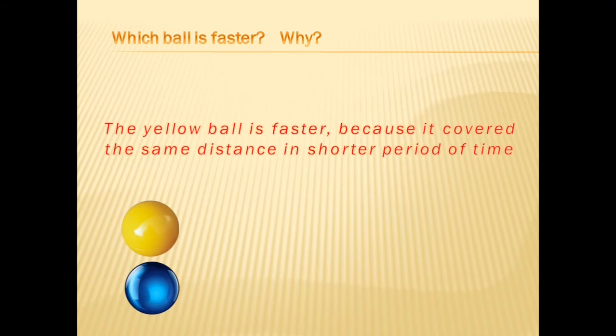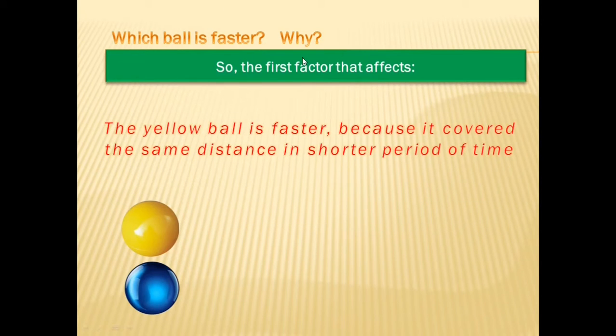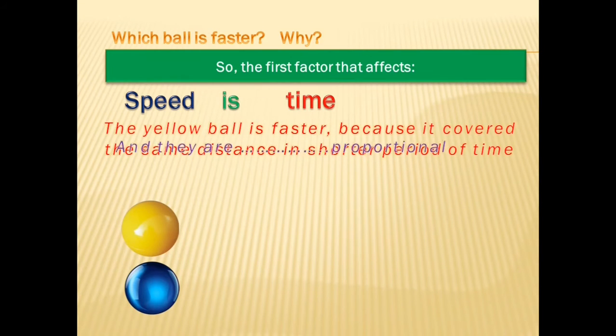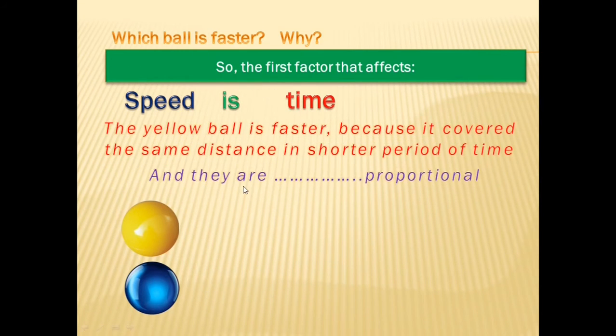Actually, yes, of course, the yellow ball is faster because it covered the same distance in a shorter period of time. So, the first factor that affects speed is time. And what is the relation between speed and time?